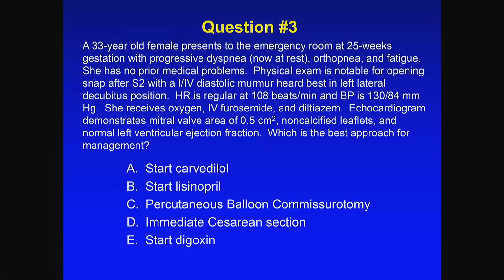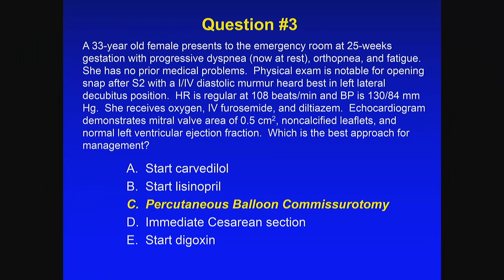She is tachycardic at 108 beats per minute, normotensive. She receives oxygen, diuretics, and diltiazem. And echocardiography demonstrates a severely reduced mitral valve area at 0.5 centimeters squared with non-calcified pliable leaflets and normal left heart function. Which is the best approach for management? To start carvedilol, to start lisinopril, perform percutaneous balloon commissurotomy, to recommend immediate cesarean section, or to start digoxin?